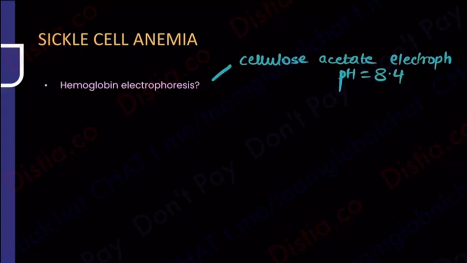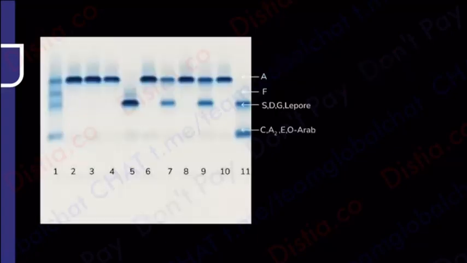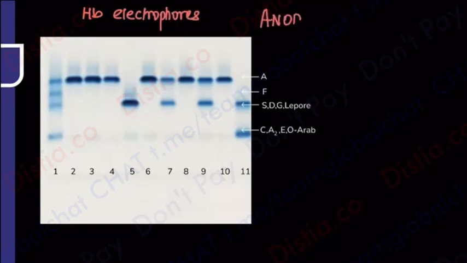And for this, what are you going to know? You all will have to learn this diagram. And what is this diagram? In hemoglobin electrophoresis, so I will label this as hemoglobin electrophoresis, you have one end. Electrophoresis always works on charge, right? So one end is going to be the anode and the other end is going to be the cathode. That means the anode is going to be positive and the cathode is going to be negative.